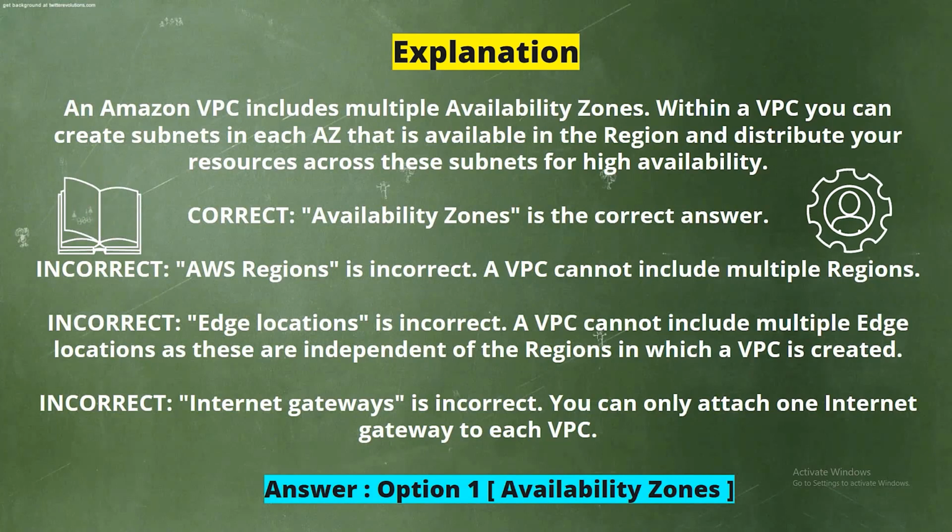Incorrect, AWS regions is incorrect. A VPC cannot include multiple regions. Incorrect, edge locations is incorrect. A VPC cannot include multiple edge locations as these are independent of the regions in which a VPC is created. Incorrect, internet gateways is incorrect. You can only attach one internet gateway to each VPC.